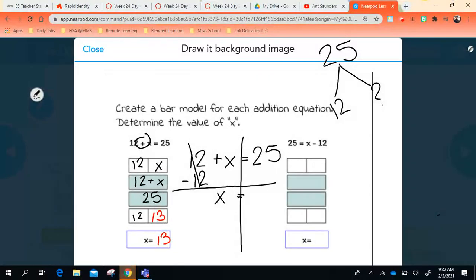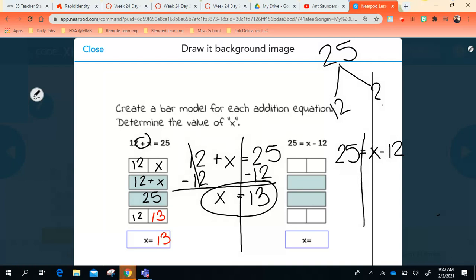Whatever I do on one side, I do on the other. So what is 25 minus 12? We said it was 13. So see, it's the same answer. So on the second problem, I want you to try doing it like this in your notebook. 25 equals x minus 12 in your notebook.